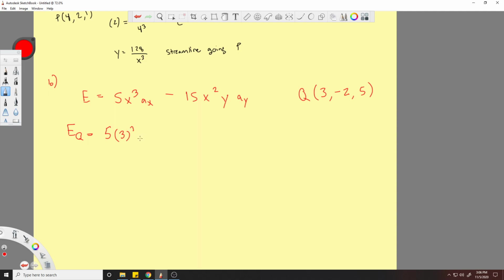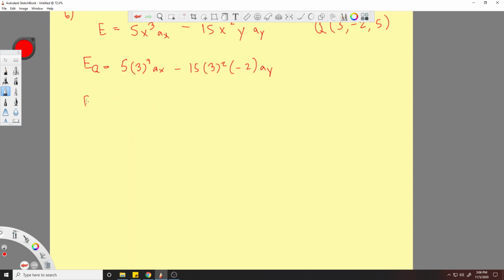Five, 3 cubed ax, so 3, minus 15, 3 squared, this is negative 2, ay. So now simplifying, this is just simple math. This is going to be 135 ax minus, actually this negative and this negative will bring us to a positive term. And 15 times 3 times 2 is 270.